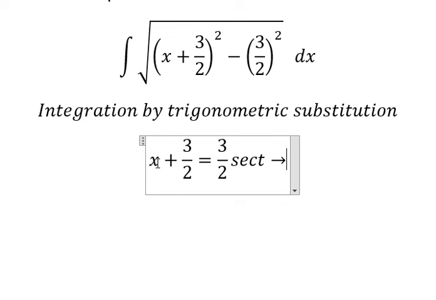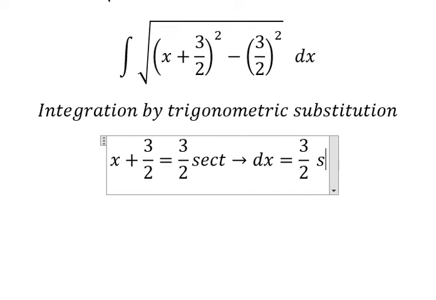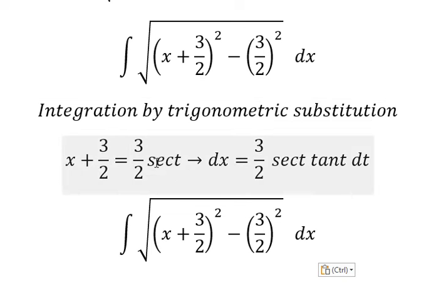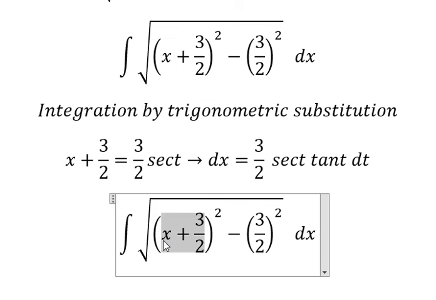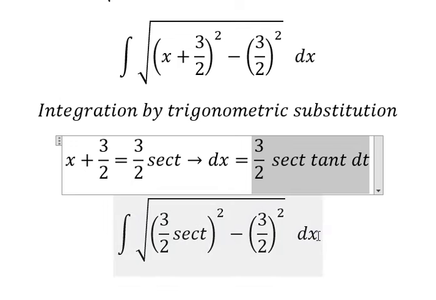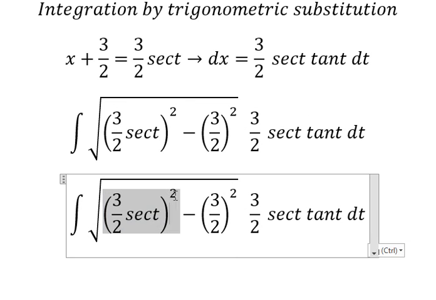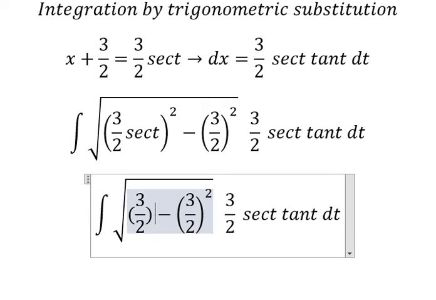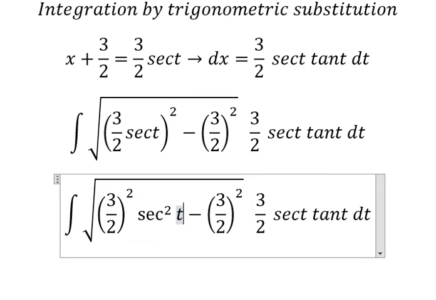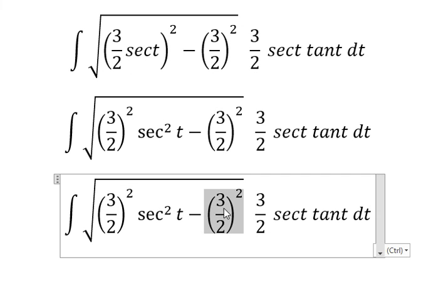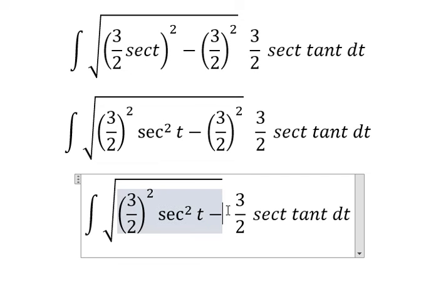Next, we need to do first derivative for the both sides. And we have ds equal to 3 over 2 secant of t tan t dt. So I will put this one go in here. ds we change by this one. This one we have 3 over 2 to the power of 2 secant of t square. This one we can do about factorization by 3 over 2 to the power of 2.